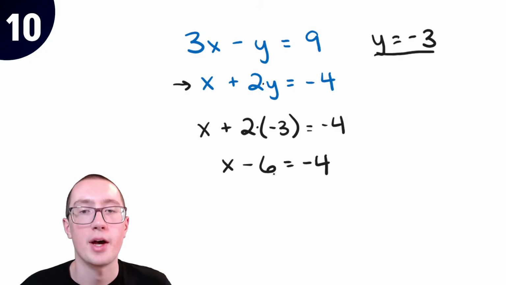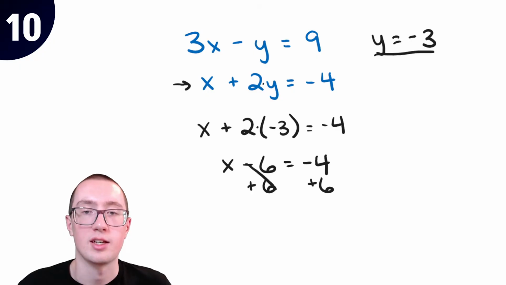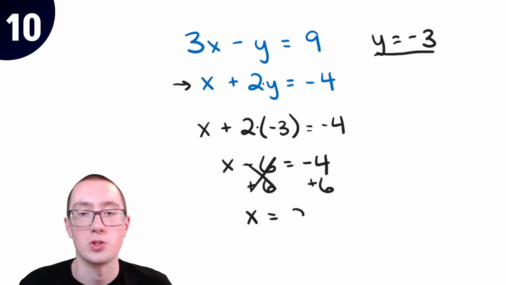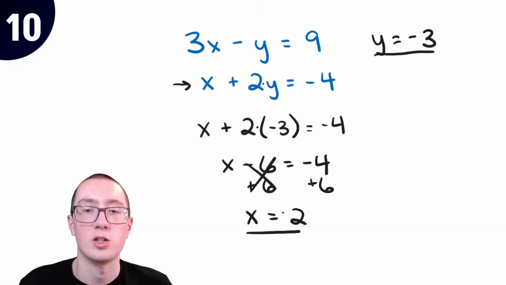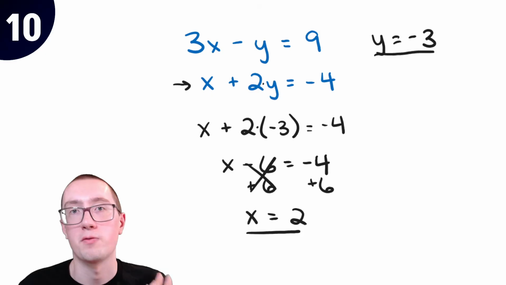So we just need to get the minus 6 out of here to get x by itself. So I'm going to do the opposite of subtraction, which is addition, and add 6 to both sides. So these cancel out. On the left, we just have x, and on the right, we have negative 4 plus 6. That's the same thing as 6 minus 4, which is 2. So x is equal to 2, and y is equal to minus 3. Those are our final answers.